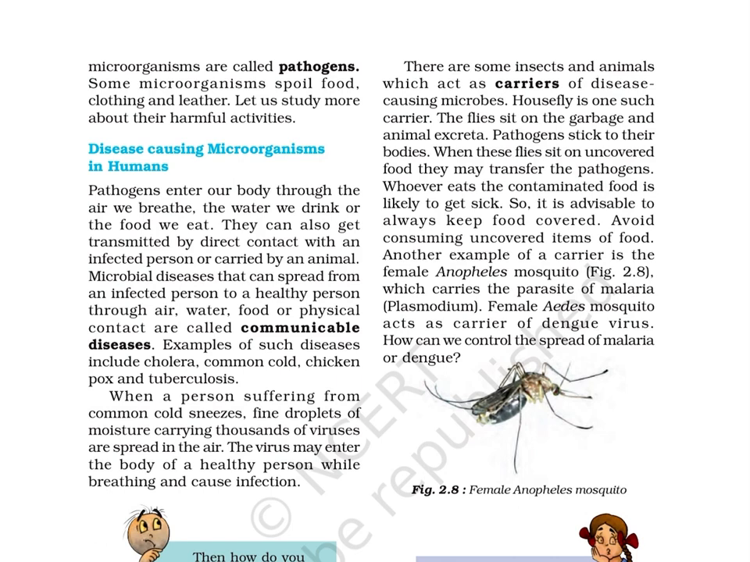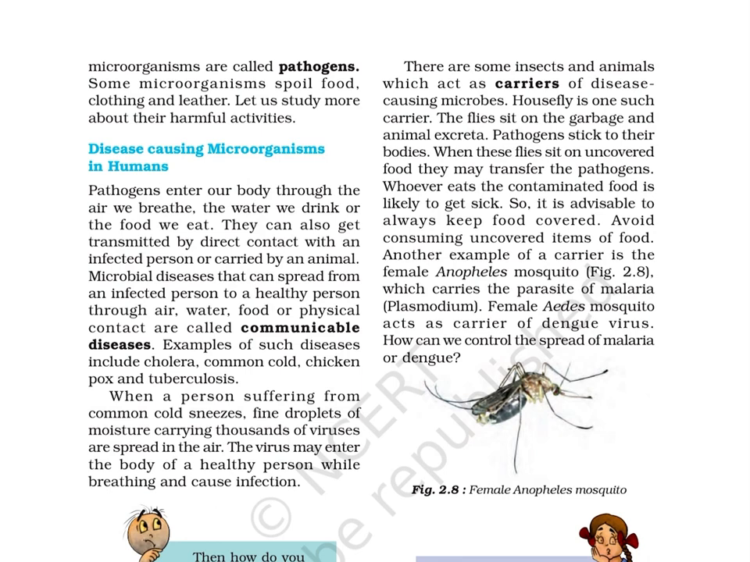Disease-causing microorganisms in humans. Pathogens enter our body through the air we breathe, the water we drink, or the food we eat. They can also get transmitted by direct contact with an infected person or carried by an animal. Microbial diseases that can spread from an infected person to a healthy person through air, water, food, or physical contact are called communicable diseases. Examples of such diseases include cholera, common cold, chickenpox, and tuberculosis.